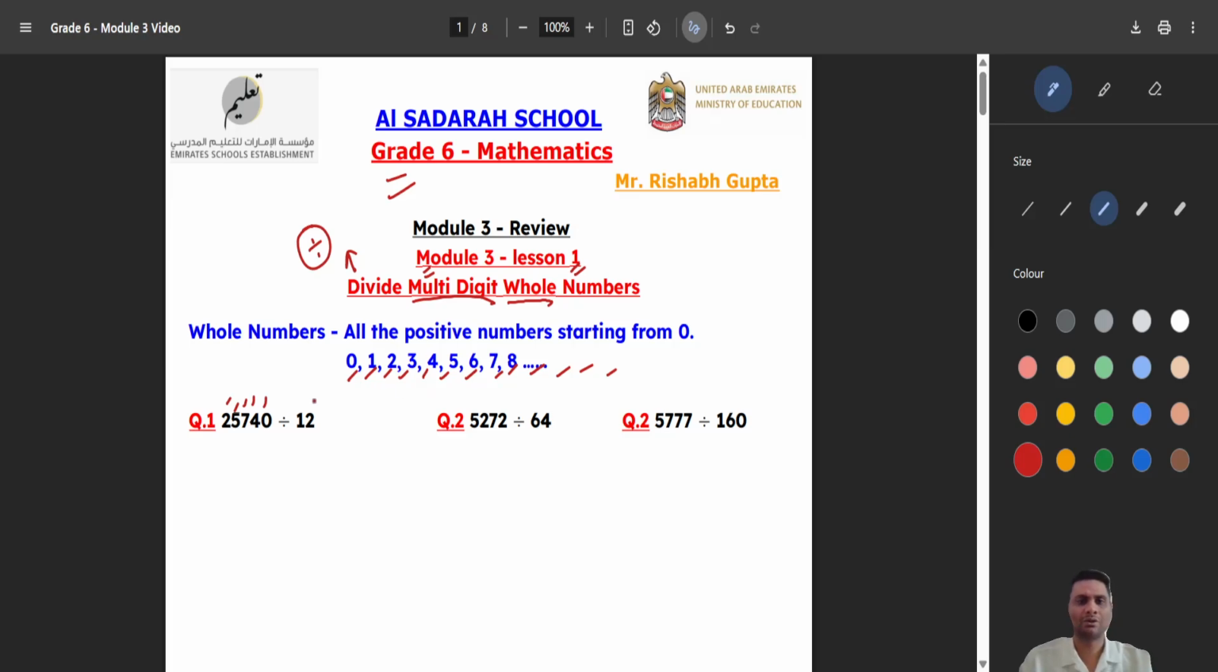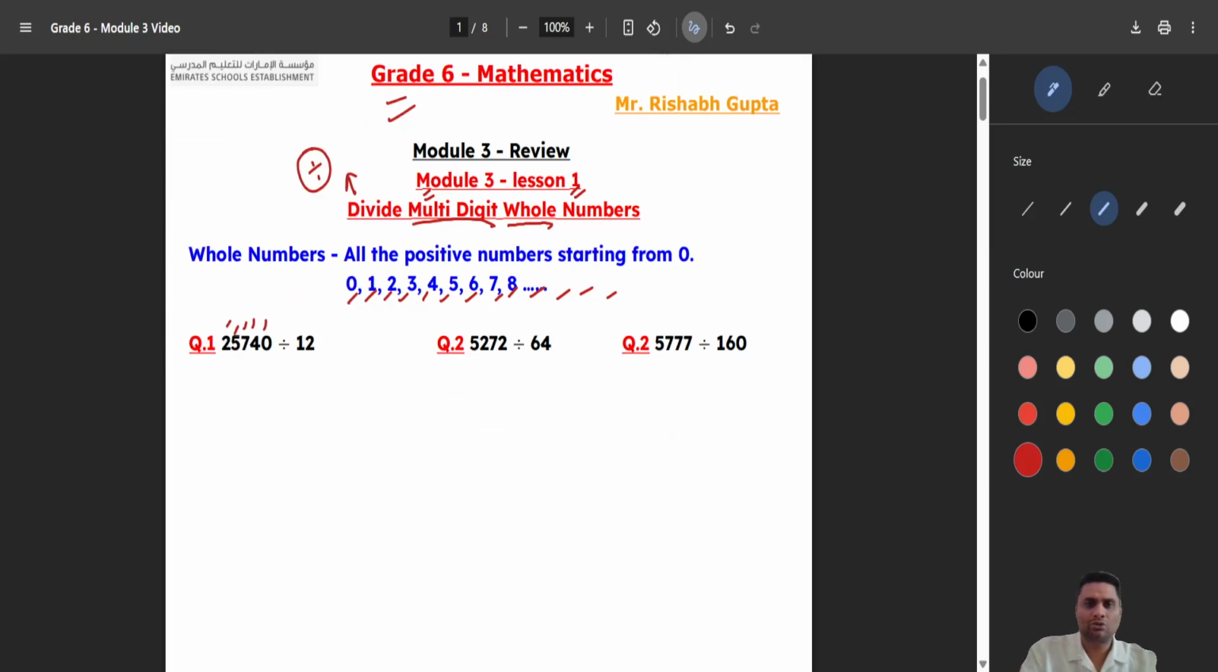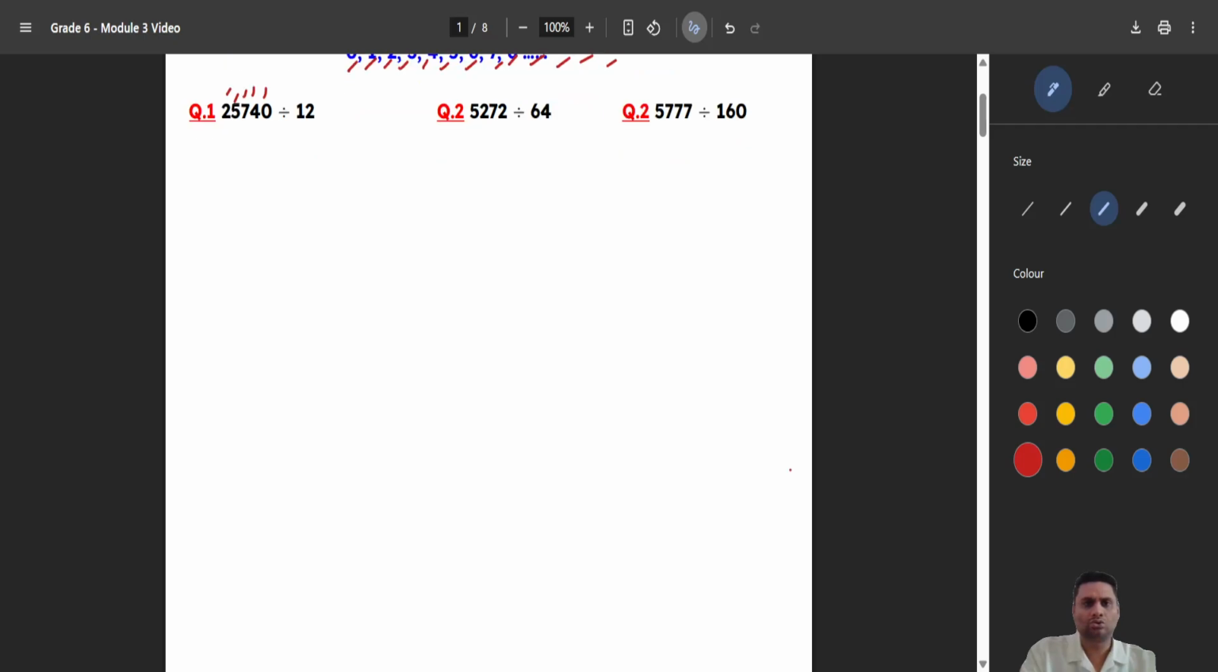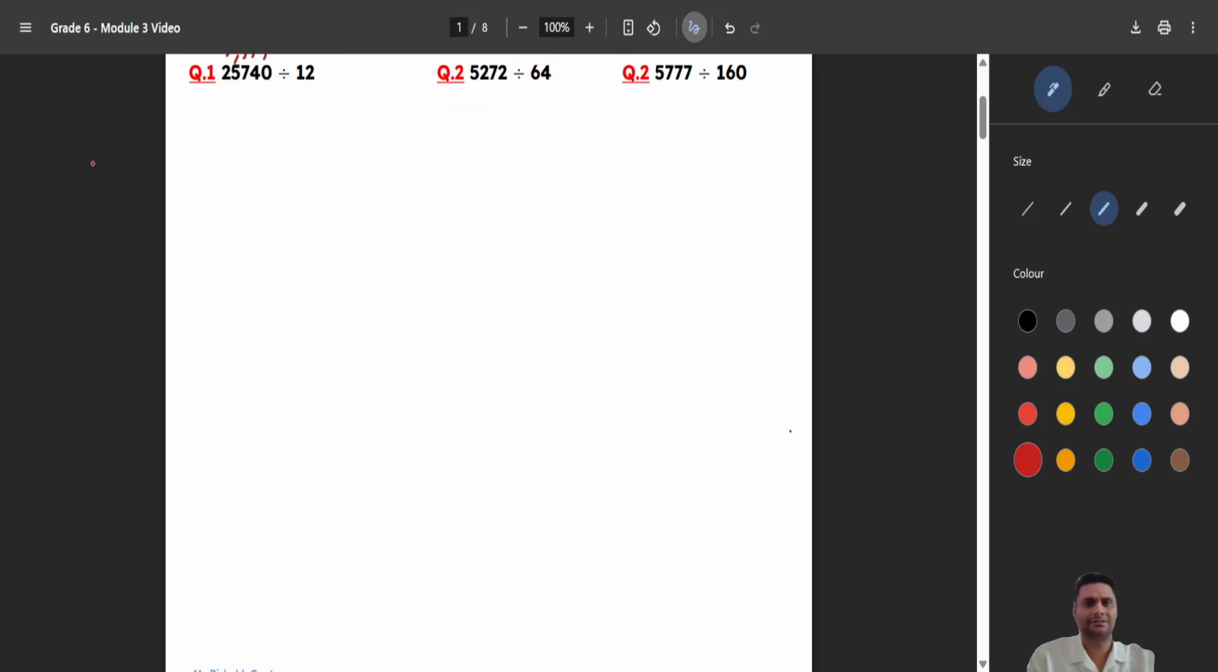Okay, now let's start. I have taken 3 questions here which will cover all the rules of division. Okay, let's start with question number 1. 25,740 divided by 12. So first of all we will make the division box. This is the division box. Inside the division box you will put the first number, that is 25,740. Now we are doing takseem 12 here, divide 12. So the second number will go outside.